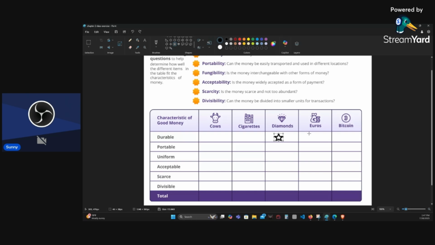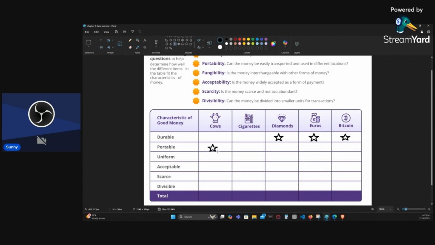So maybe coins though, metal coins can be durable. Just because of metal coins, and I see the coins in the pictures, I'm gonna go ahead and give it to it. Bitcoin definitely durable. And why is my star coming up? Of course.